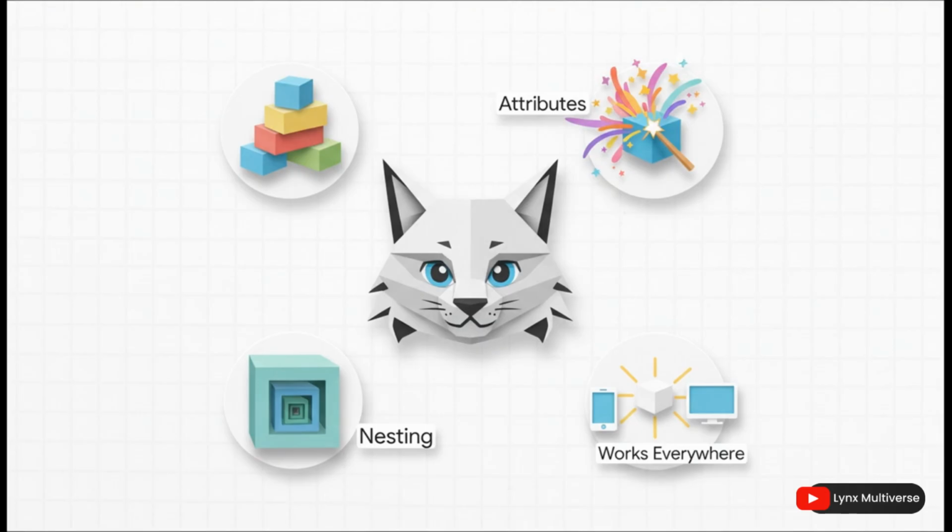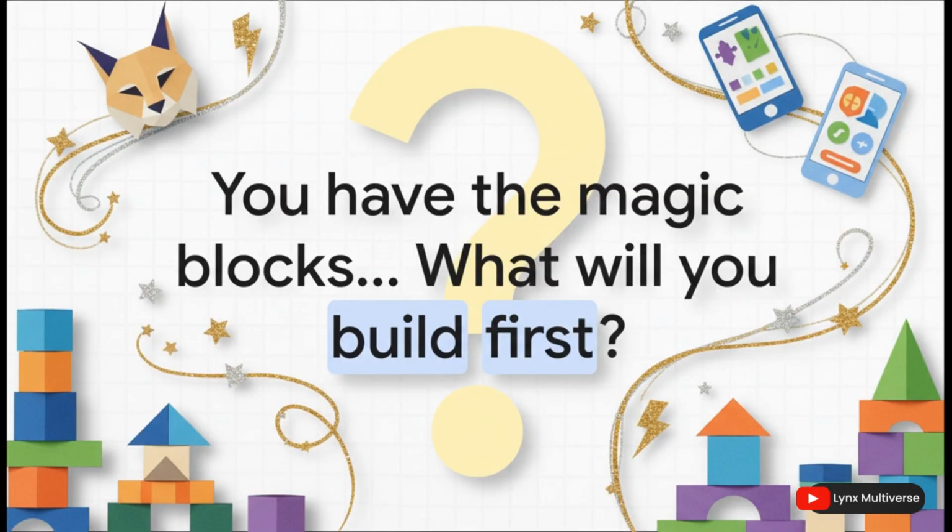So let's recap our spells real quick. Elements are our magic building blocks. Attributes are what we use to add all the sparkle and style. Nesting is just putting bricks inside other bricks to build cool stuff. And the best part? It all works on any phone automatically. So, you officially have the magic blocks. The power is in your hands now. The only question is, what are you going to build first?